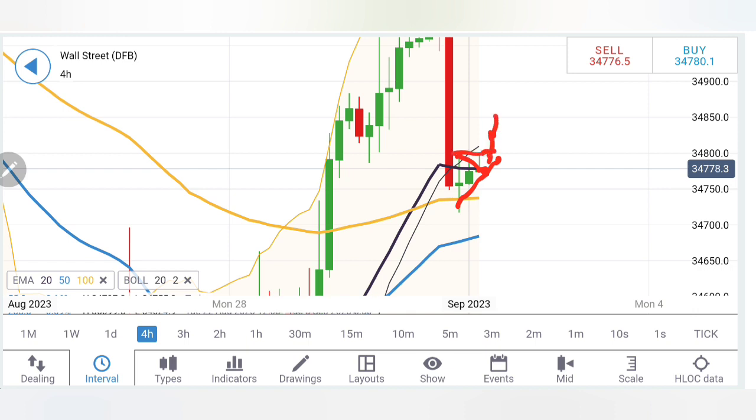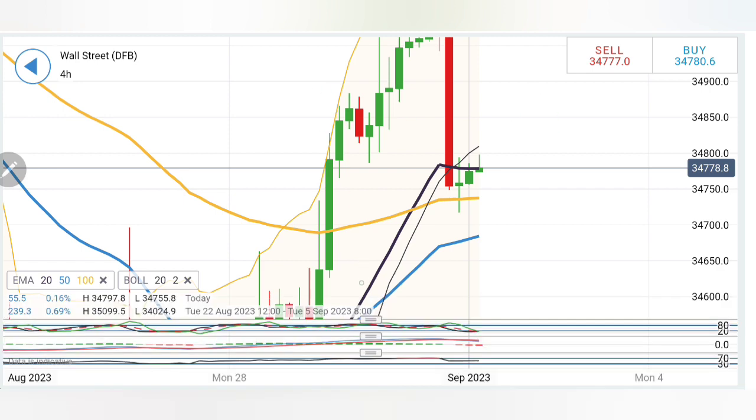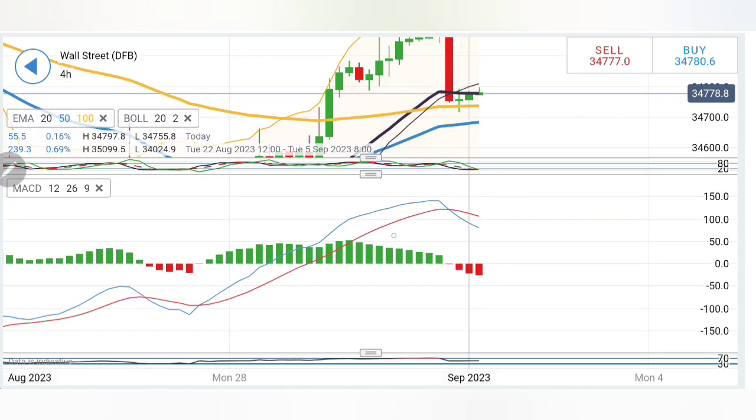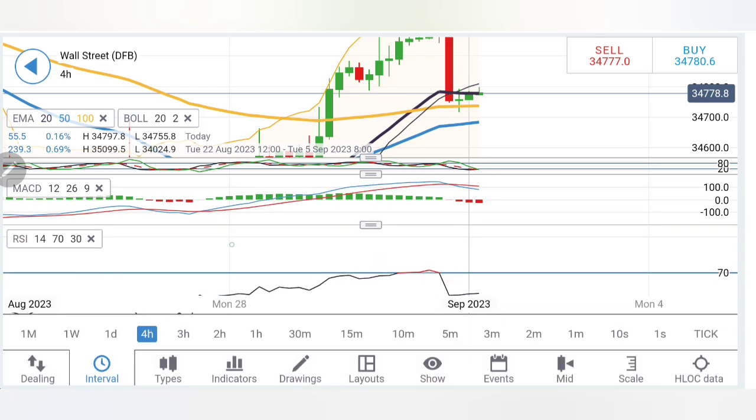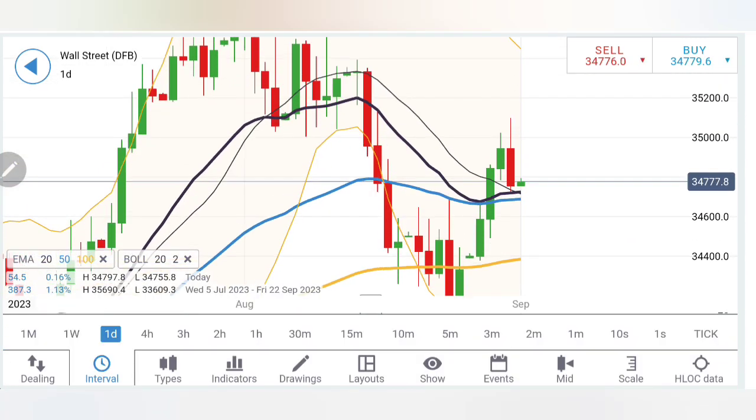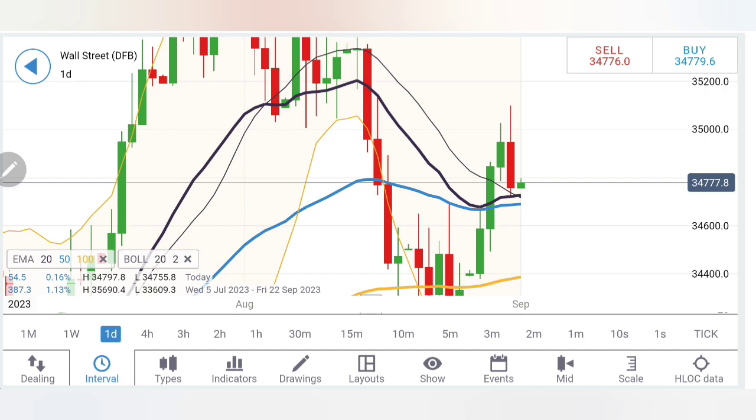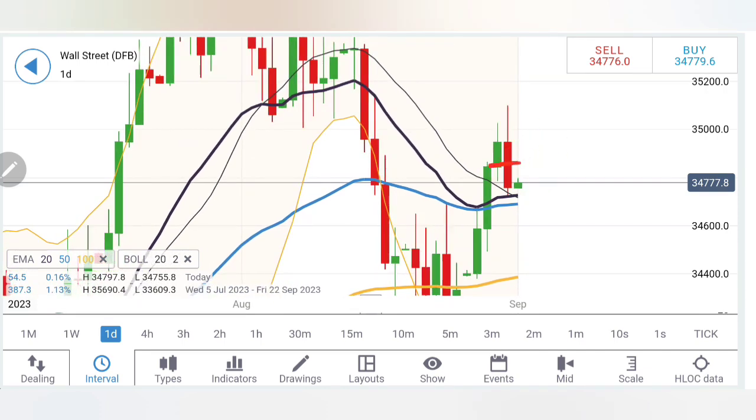So once it stays above 34,800, we may see a little more bullishness, taking it towards the 34,868 or 900 zone. Stochastic is oversold, MACD is divergent and bearish, RSI is flat, and on the daily charts, if you look, a similar observation is there. It can try to pull a little up, maybe to 34,900, but then later in the day again we can expect a red candle which can pull the prices a little down to 34,600.